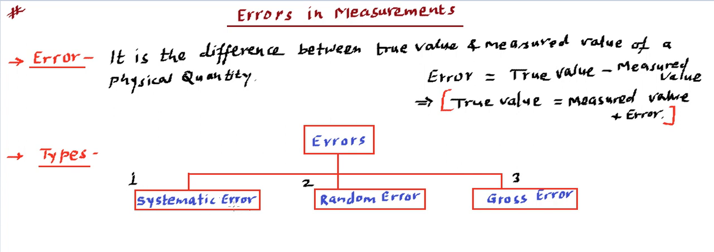Systematic errors are those errors whose causes are identified or known. So if I want to write in short, these types of errors have a known cause. Since we know the cause of the error, we can work on that cause, and then we can improve that measurement or remove that error.